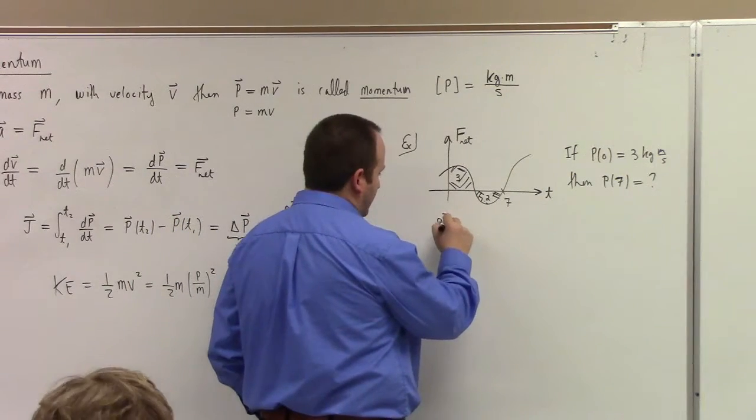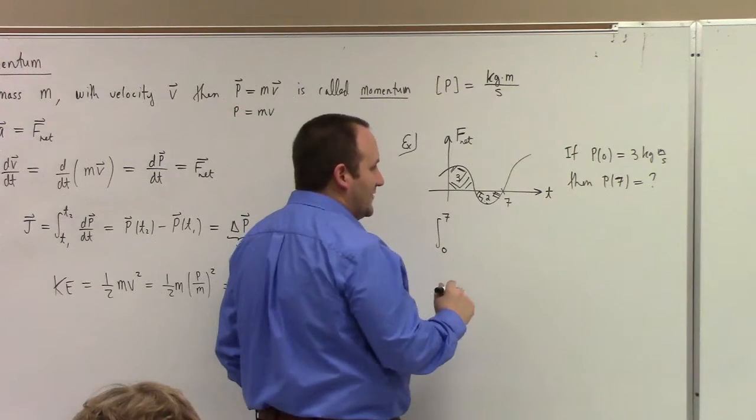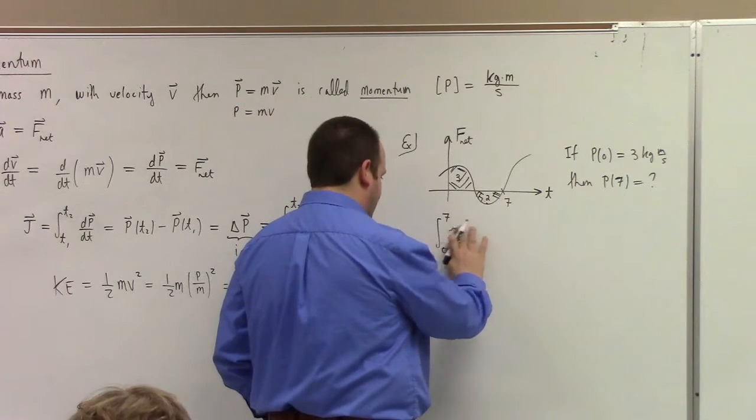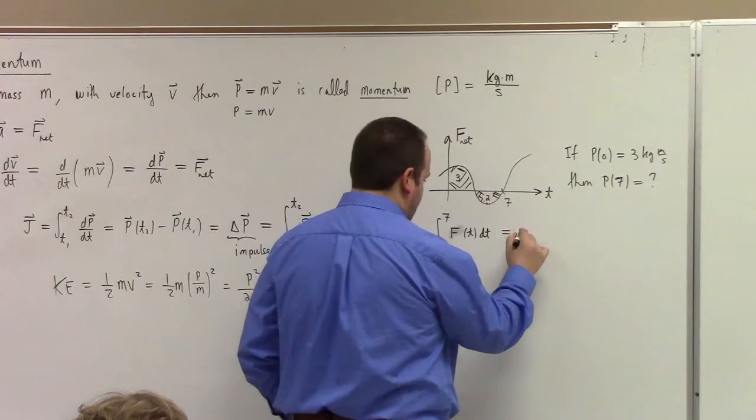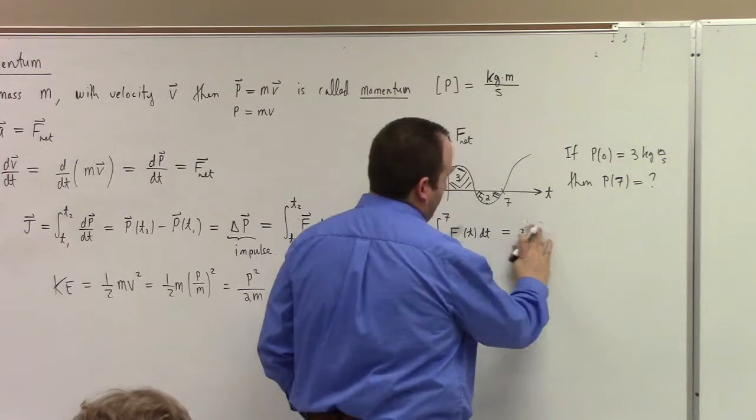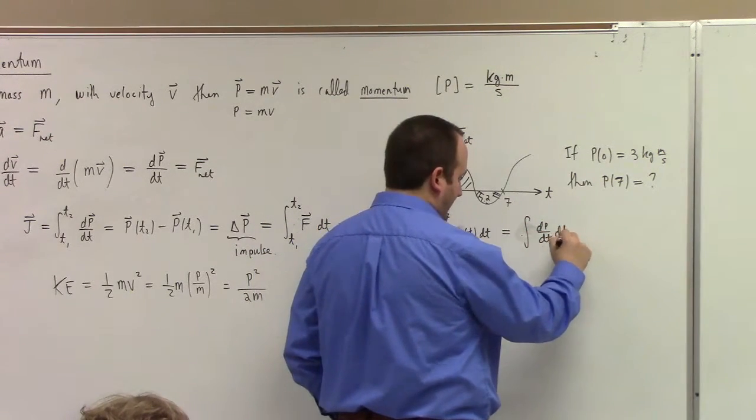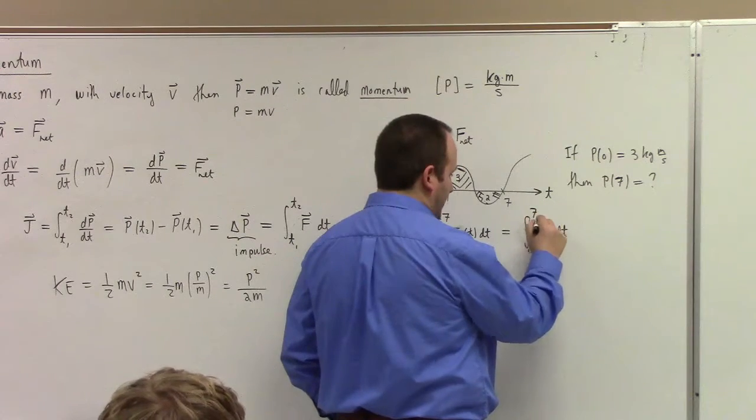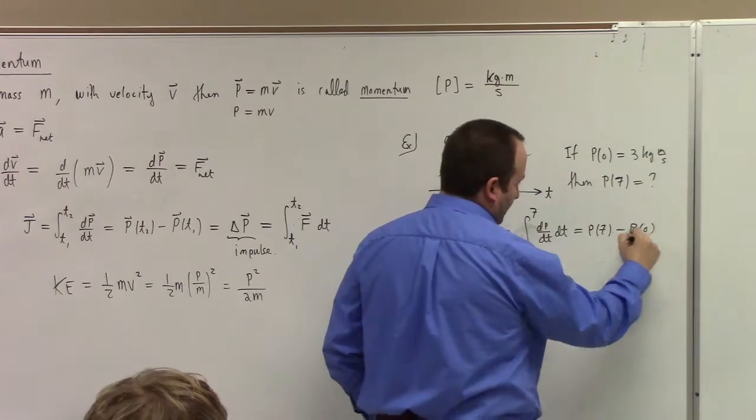Integral, well, actually I do. I got a chalkboard in my office now. Integral from 0 to 7, f of t dt is just equal to P of 7. Well, just one step here, okay? This is the integral of dp dt dt from 0 to 7, right? So by the net change theorem, that's P of 7 minus P of 0, right?